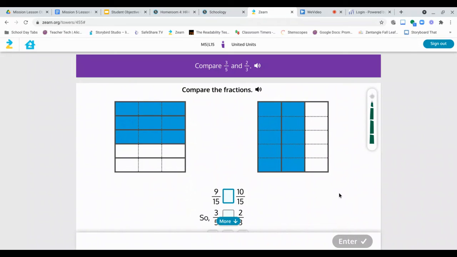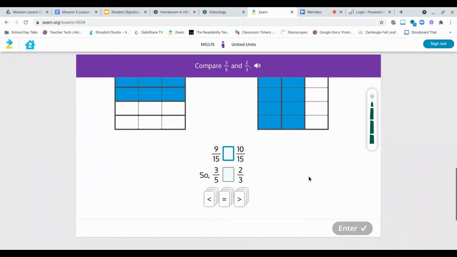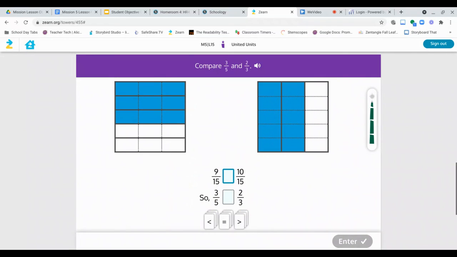All right, and now it wants to compare. So what's greater, 9/15 or 10/15? Well, they have the same unit. 15ths are the same. So what's greater, 9 or 10? Well, 10's greater, right? It's the same again as going, do you have 9 apples or 10 apples? Which is more? Well, 10 apples is more. So 10/15 is more.